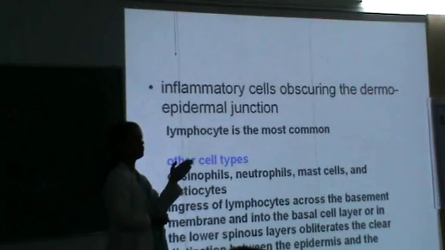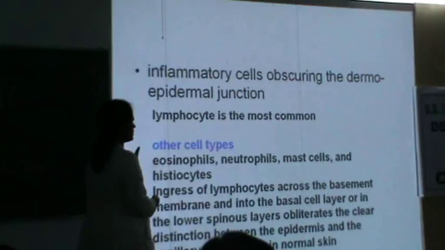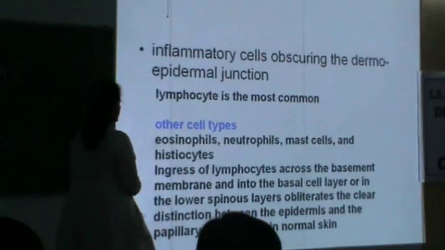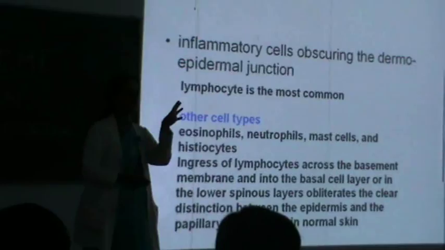Another feature is inflammatory cells that obscure the dermo-epidermal junction. The lymphocytes are common, but we do see other inflammatory cells also, like histiocytes, neutrophils, mast cells, and eosinophils. And ingress of lymphocytes across the basement membrane. We may also see this exocytosis, with lymphocytes present within the epidermis too.